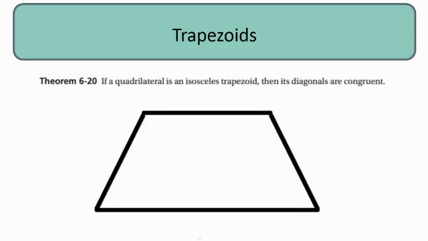If a quadrilateral is an isosceles trapezoid, then its diagonals are congruent. So if these two are equal, then you can say that these diagonals are congruent.